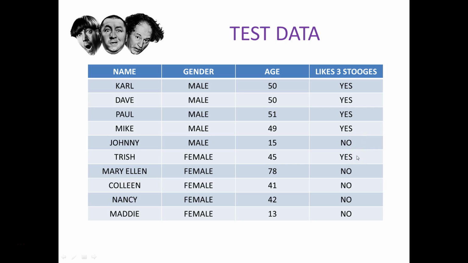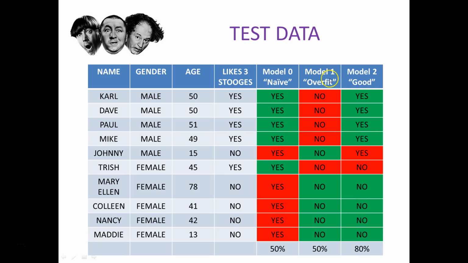My brother's wife, Trish, loves the Stooges. My mom and my wife's friends and my daughter, Emily, her friend Maddie, don't like the Stooges. So there you go. So if we apply the models to this, here we go, the naive model. Everybody likes the Three Stooges, and it's right 50% of the time.